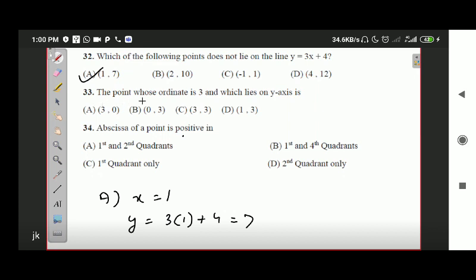Question 33: the point whose ordinate is 3 and which lies on the y-axis. A point whose ordinate is 3 and lying on the y-axis is (0, 3). The abscissa of a point is positive in the first and fourth quadrant.